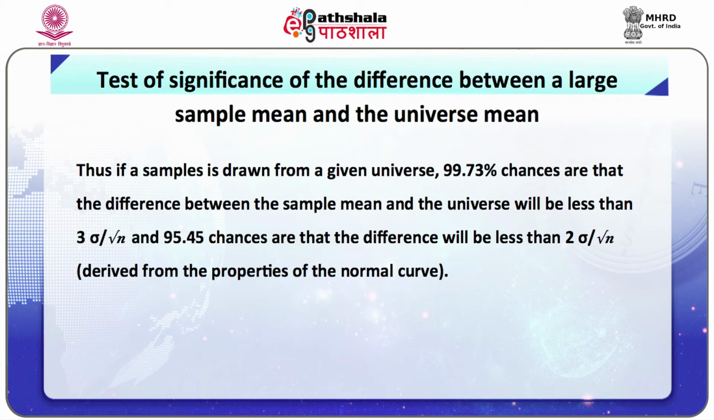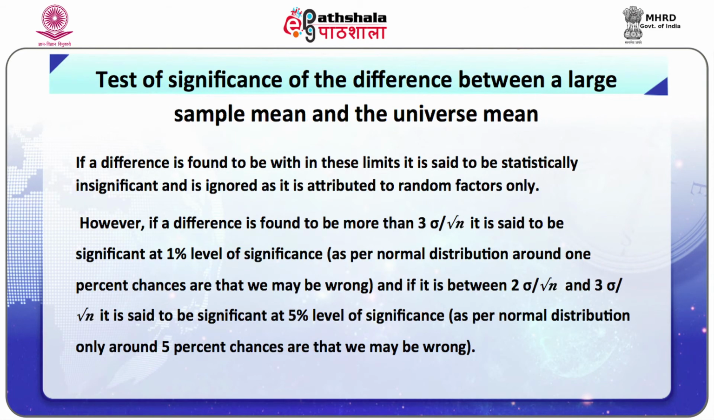Thus, if a sample is drawn from a given universe, 99.73% chances are that the difference between a sample mean and the universe mean will be less than 3 times the standard error, and 95.45% chances are that the difference will be less than 2 times the standard error, that is sigma upon root n, derived from the properties of the normal curve discussed above. If a difference is found to be within these two limits, it is said to be statistically insignificant and is ignored, as it is attributed to random factors only.